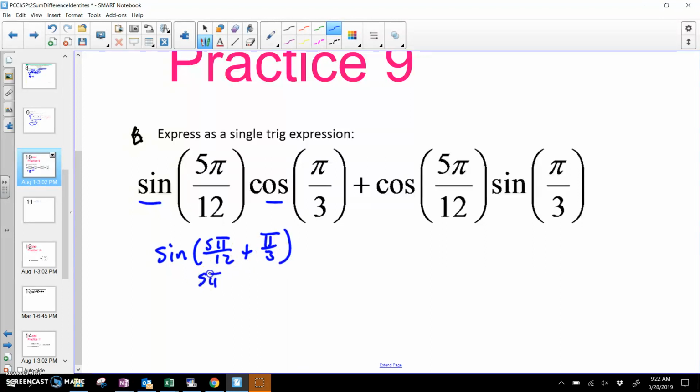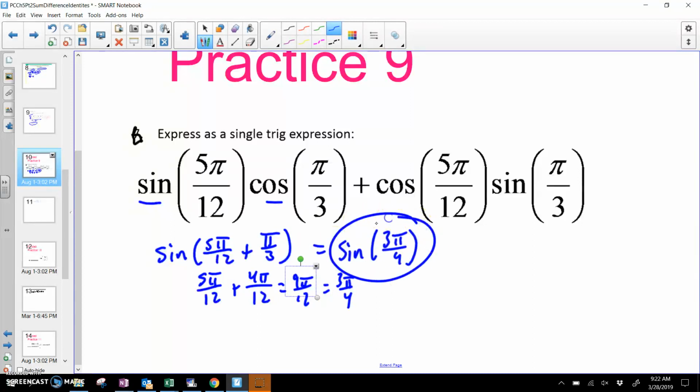I quickly do my common denominator. I know it needs to be 12, so it gives me 4 pi over 12. So ultimately, 9 pi over 12. That reduces to 3 pi over 4. So my answer is sine of 3 pi over 4. So we do have to continue to be good at working with fractions. Okay, another example of how this is used.